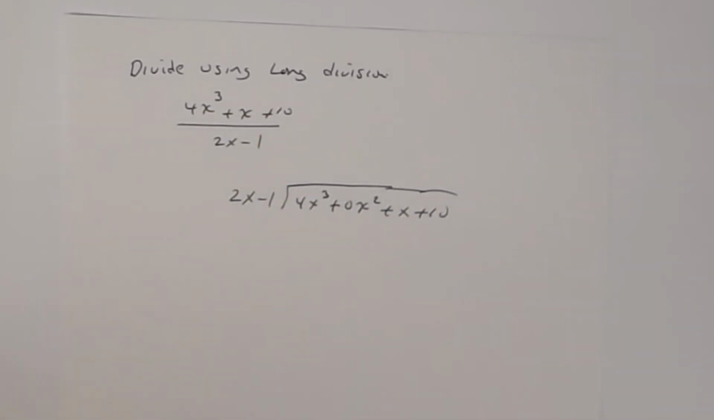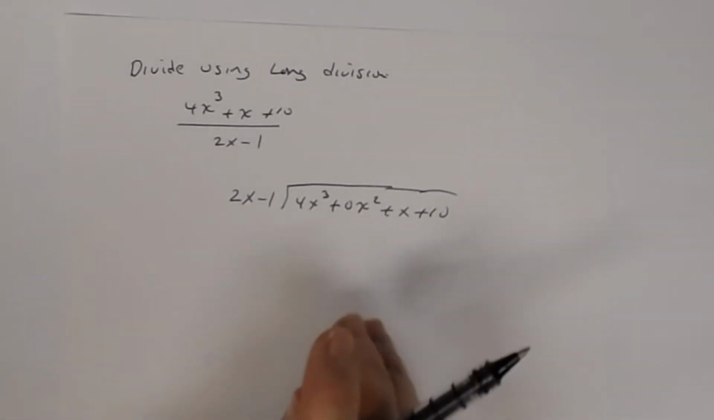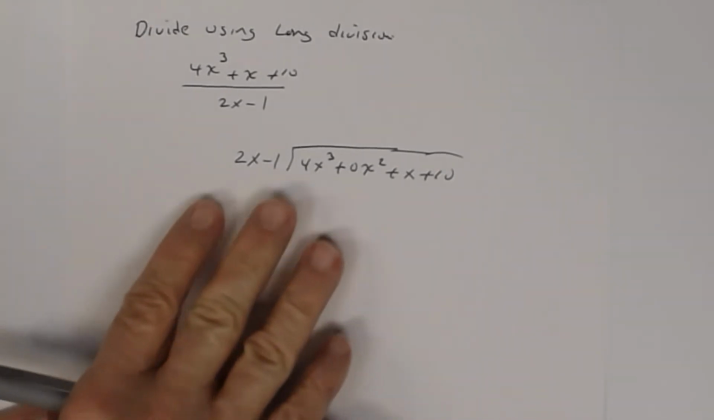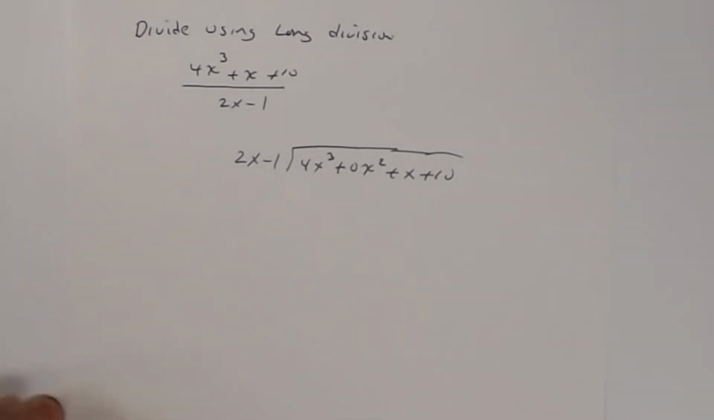All right, so let's do the long division. So now you know how to do the missing term. And you can have more than one missing term, by the way. Keep that in mind. In the next lesson that goes with this, I'll do one where there are 2 missing terms.